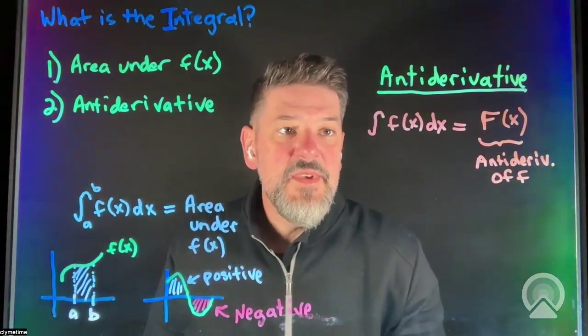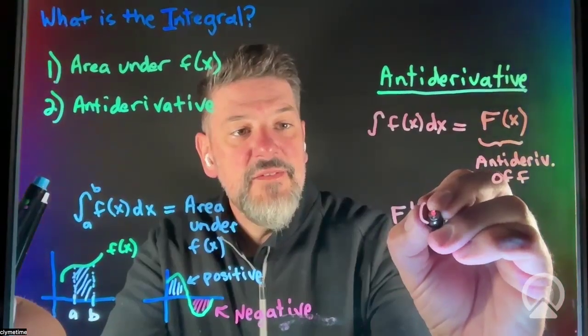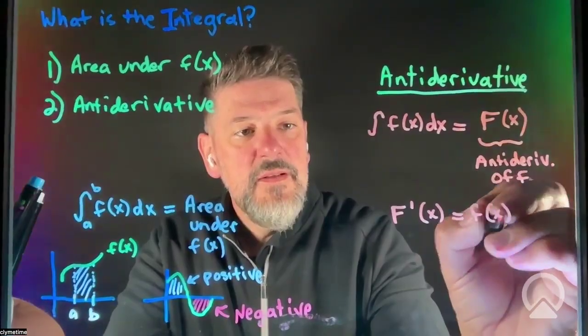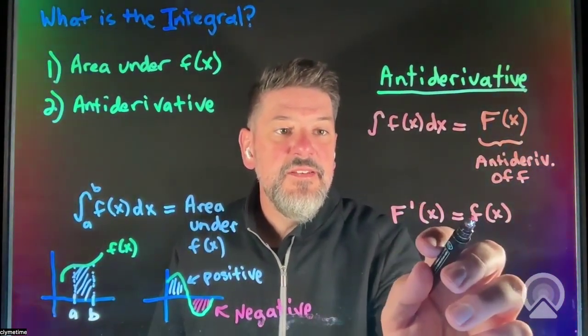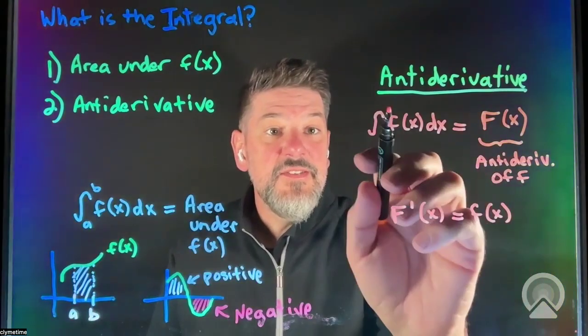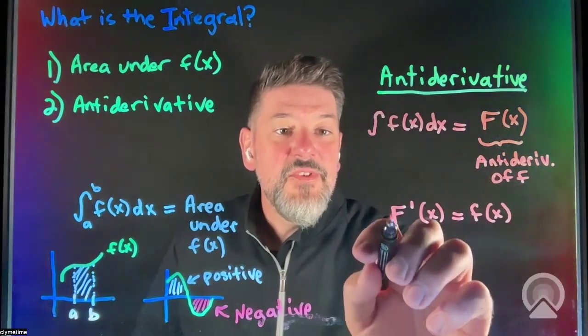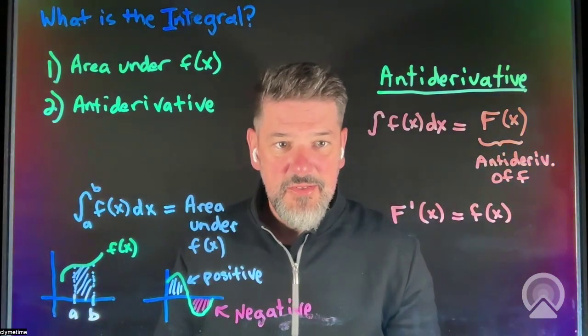Okay, so what does that mean? That means that if I take the derivative of capital F, I would get little f. Okay, because the integral of f gives me an antiderivative. So, I'm sorry, not the derivative of f. The integral of f gives me the antiderivative. So therefore, the derivative of capital F, or the antiderivative, leads me back to little f.